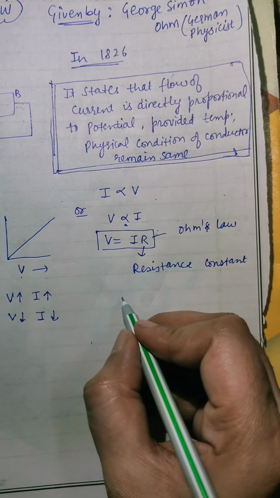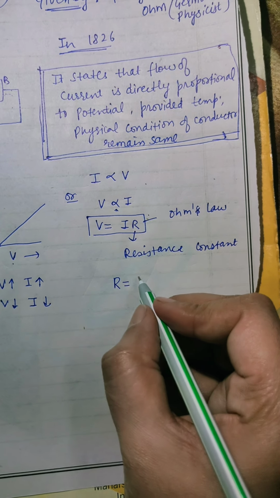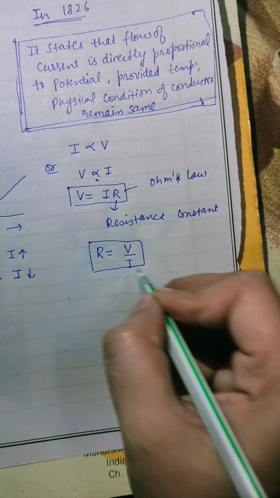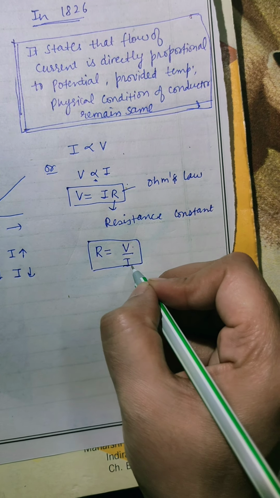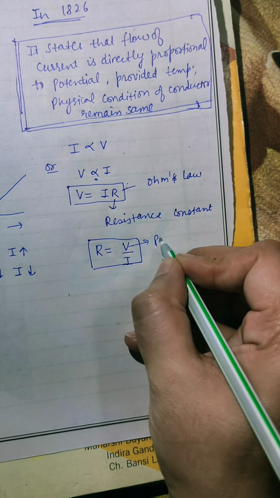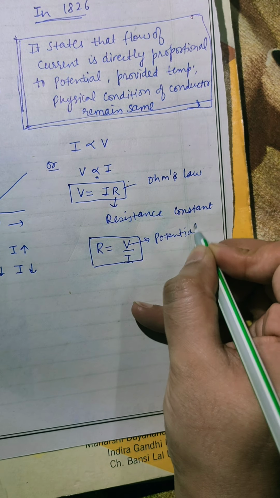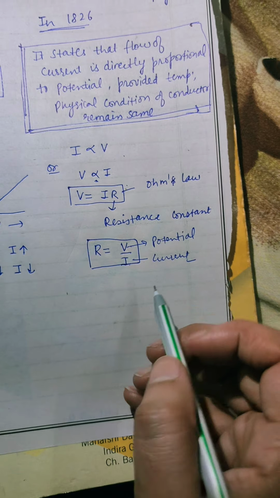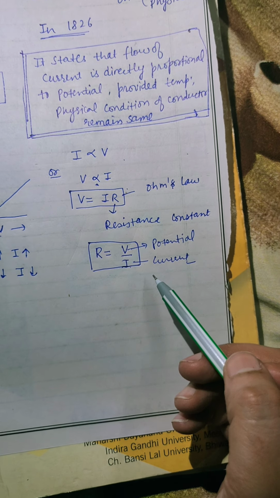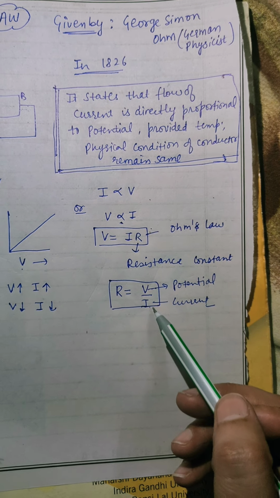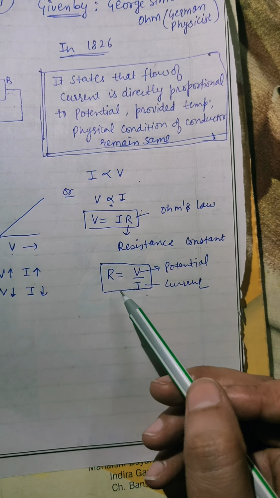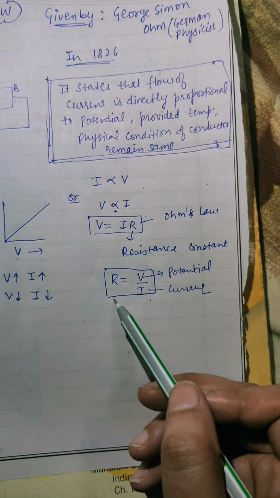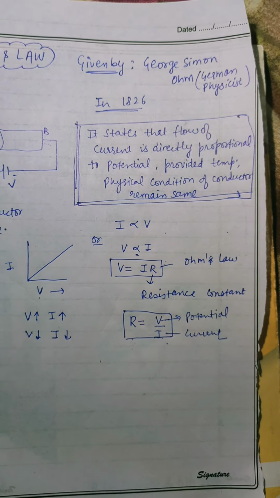From this formula, R is the resistance constant, so we get R equals V upon I. So the resistance is the ratio of potential and current. Here V is the potential difference and I is the current. So from the formula, it is defined as the ratio of potential upon current. Another definition of resistance is that which opposes the flow of current is known as resistance.